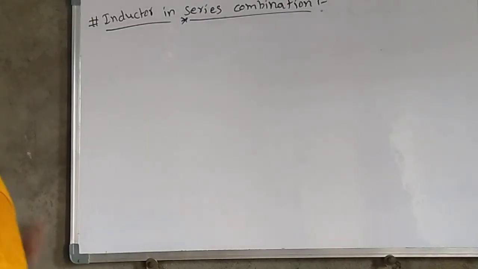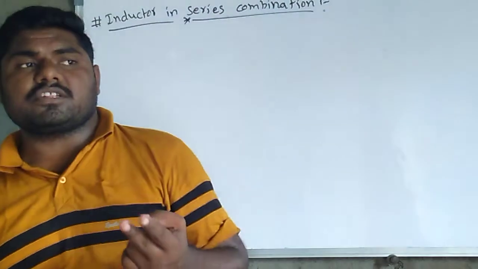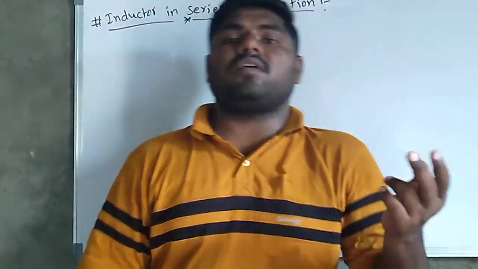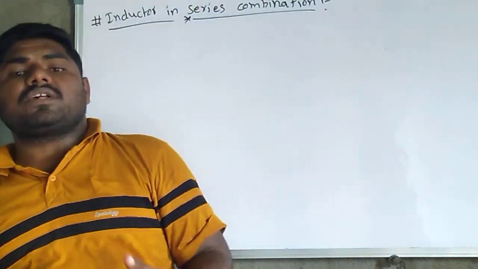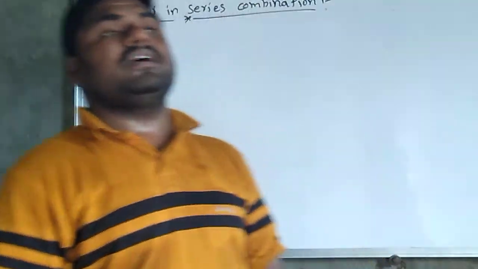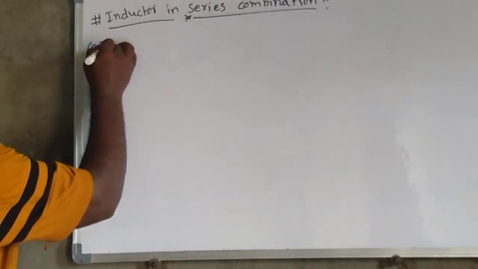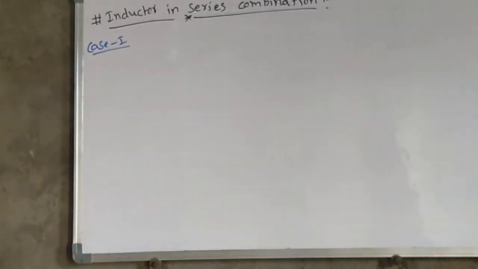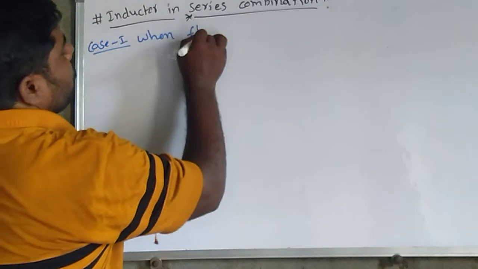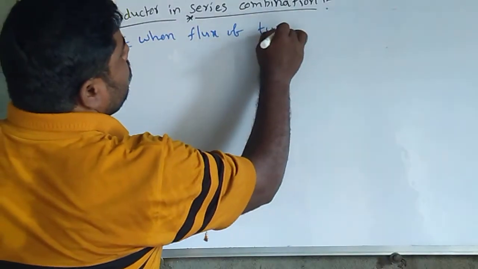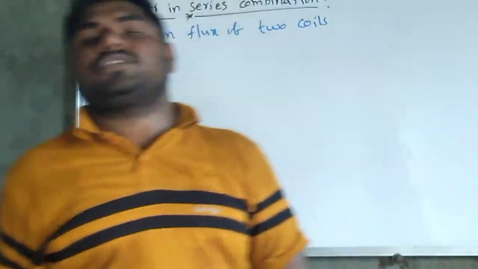Another important topic: inductors in series combination. Two cases are possible. The very first case is when the flux of the two coils is in the same direction. The other is when the flux of the two coils is in opposite directions. Case number 1 we are going to discuss first: when the flux of two coils is in the same direction.